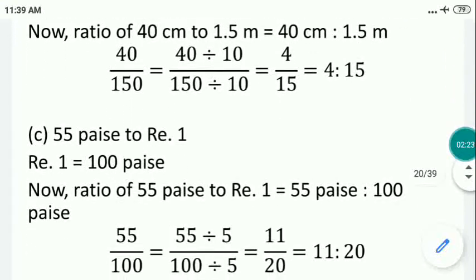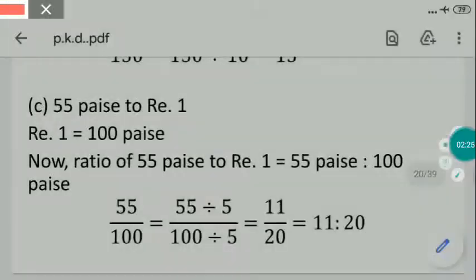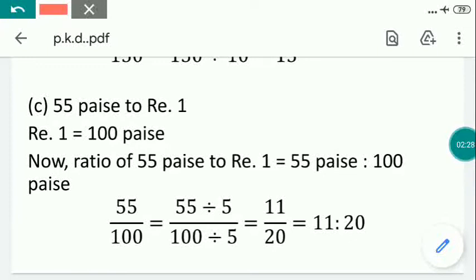So see, 55 paise to rupees 1. Now quantity are in rupees and paise. Units are different. So convert rupees into paise. You know that 1 rupees is equal to 100 paise.